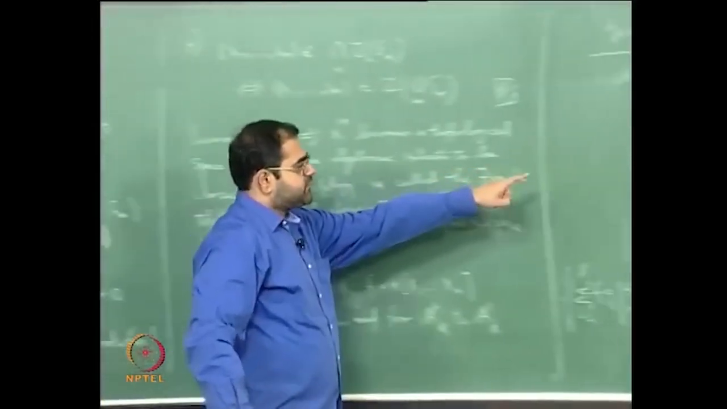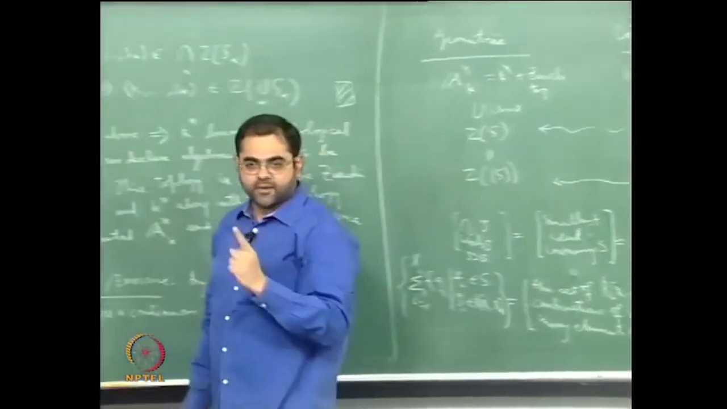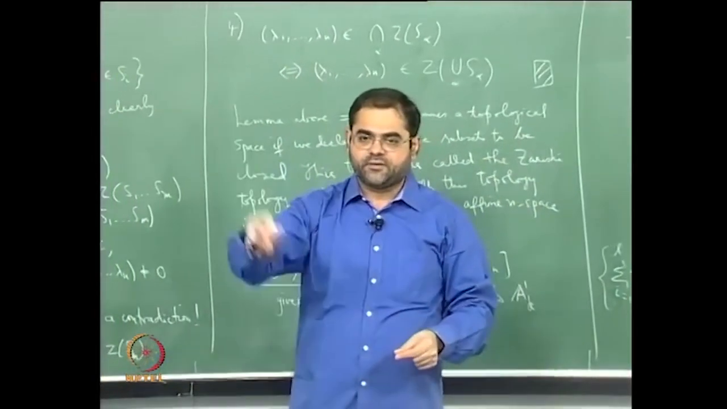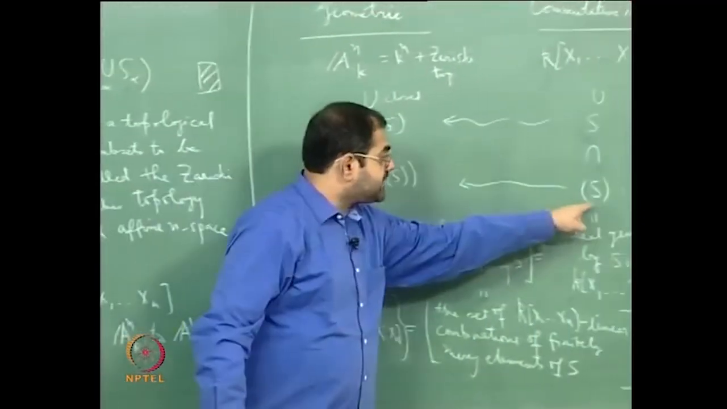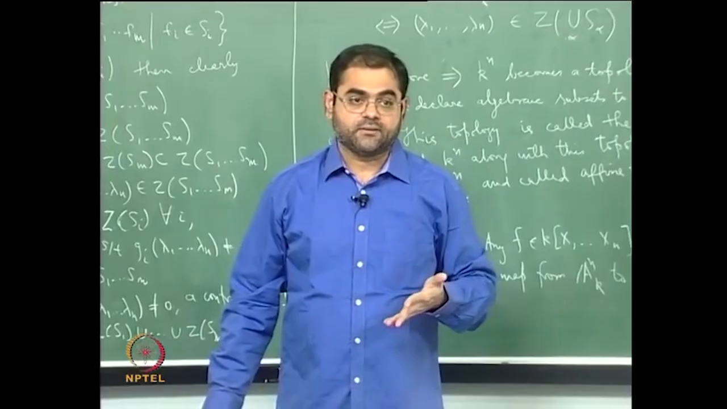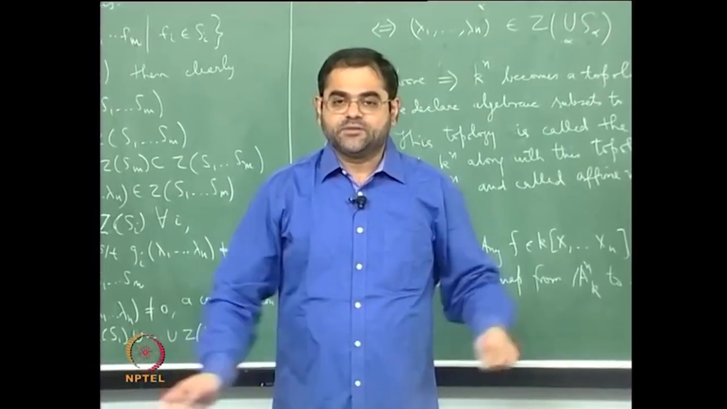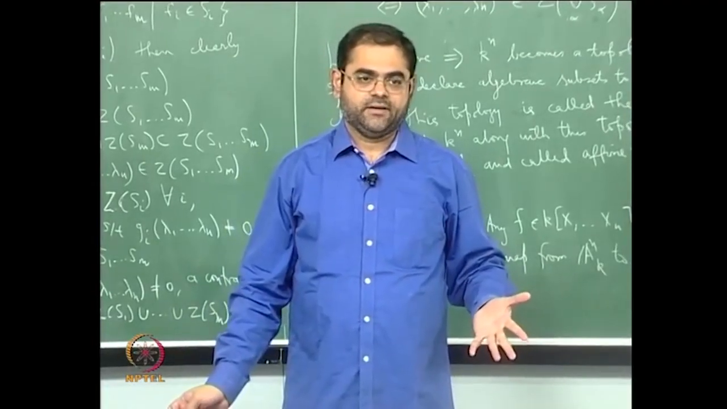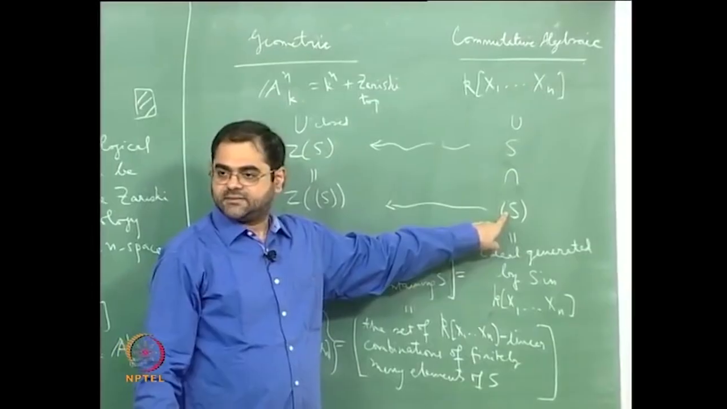Even if my set S was a single element, that means S is only one polynomial, then Z of S is just the zero locus of that polynomial, the set of points where that polynomial vanishes. But if you take the ideal generated by that polynomial, it's a principal ideal. It consists of all multiples of that polynomial, and the number of polynomials in that ideal is huge. You have so many polynomials.